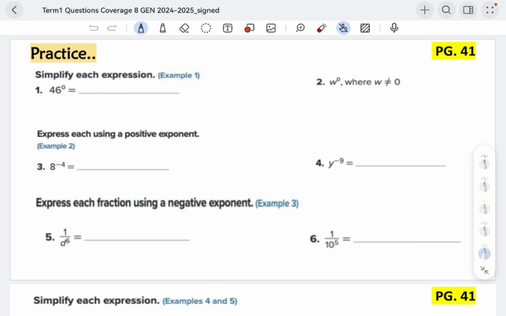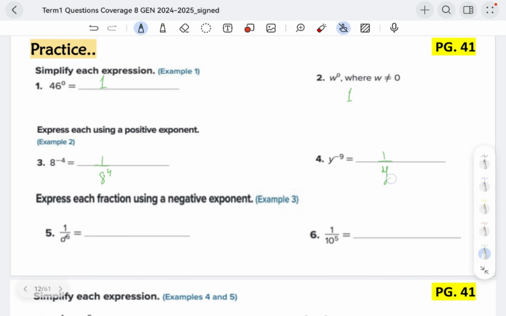46 to the power 0. Any number raised to the power 0 equals 1. Any number or any variable raised to the power 0, the answer is 1. Okay, write each expression using a positive exponent. If we have a negative, negative here means the reciprocal. So if we want to write it using positive, it will be 1 over 8 to the 4th power, the reciprocal. Here also, if you want to get rid of the negative, find the reciprocal. It will be 1 over y to the power 9.